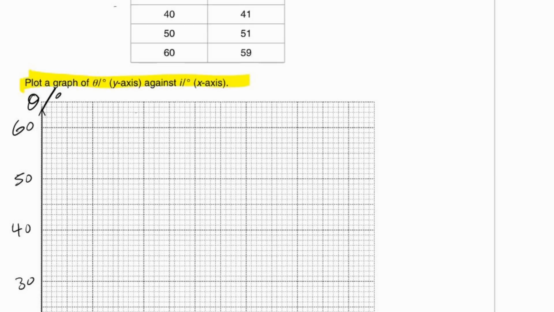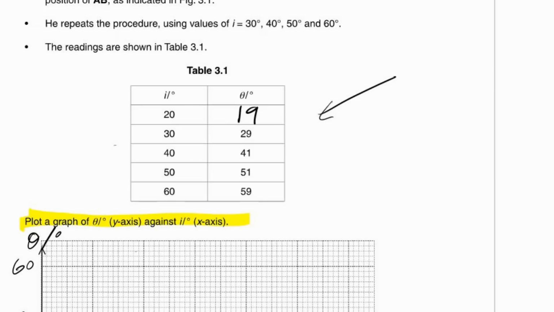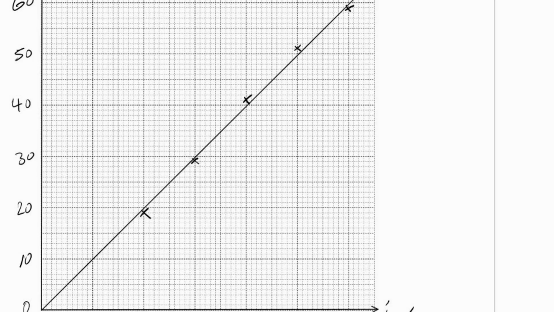So just as we've been requested to do. So now what I'm going to do is plot these points on the table onto my graph. So there we go, I've plotted the points on the table, and now I'm going to put in a line of best fit. And there we go, so it's directly proportional.